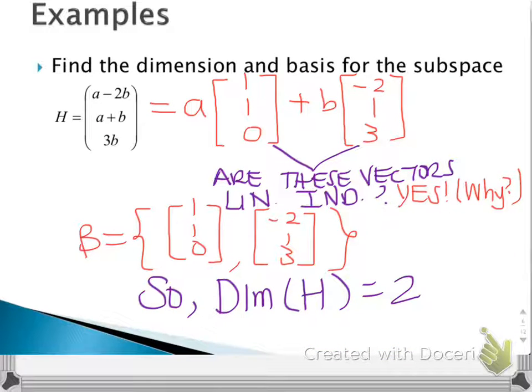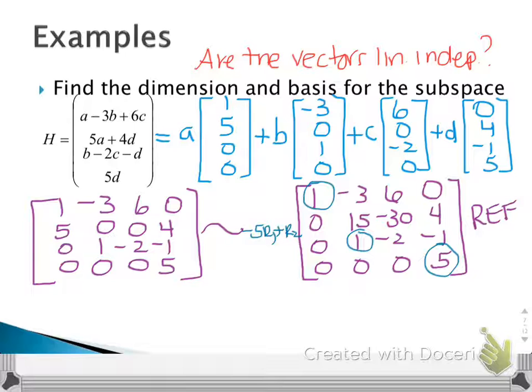All right, so the next example: find the dimension and basis for the subspace. Here we have H. We wrote this out as the linear combination and pulled those vectors out. We want to know, are these vectors linearly independent? Well, since it's two vectors, we can just look to see if they're scalar multiples of each other, or you could put them in a matrix and row reduce, or use any of our other theorems that let us know if we have dependent versus independent. So they are independent, and therefore they form the basis, and so the dimension of H is equal to 2. Okay. All right, the next example.